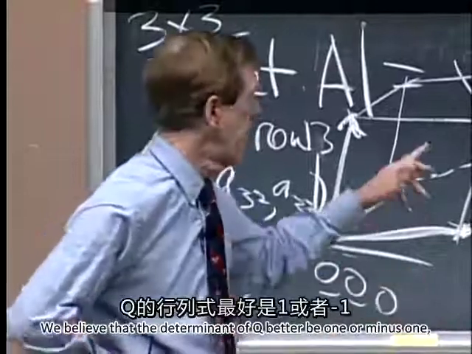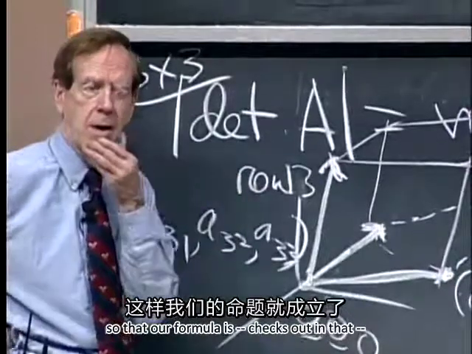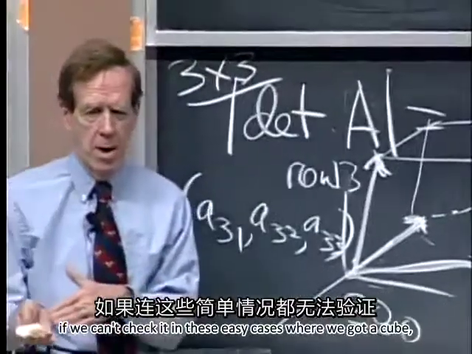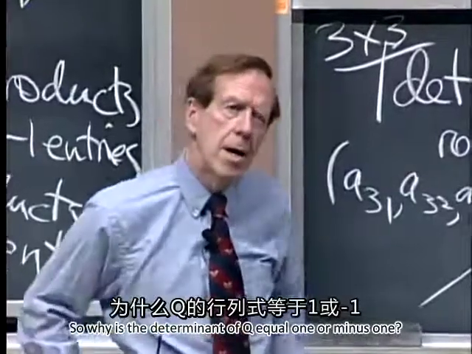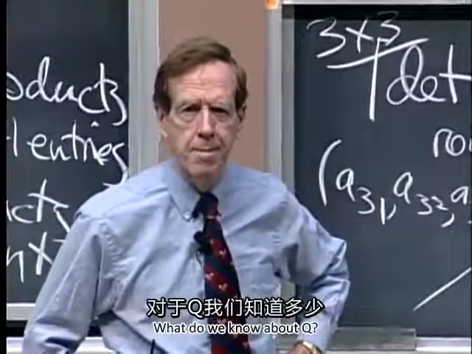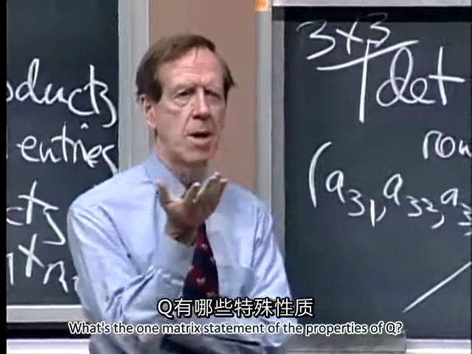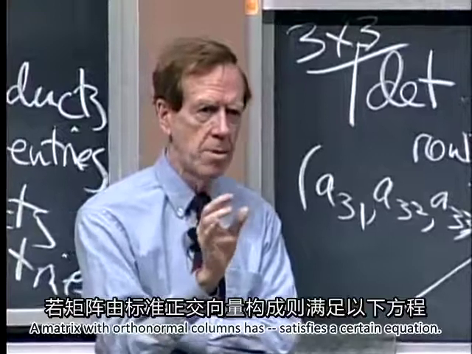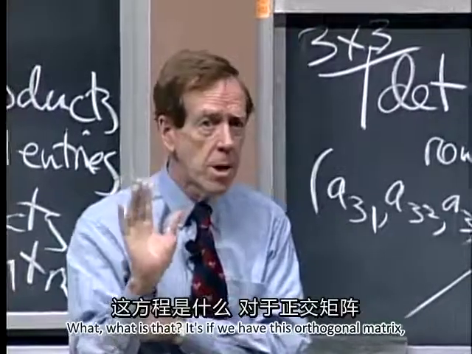We believe that the determinant of Q better be 1 or minus 1, so that our formula checks out. If we can't check it in these easy cases where we got a cube, we're not going to get it in the general case. So why is the determinant of Q equal 1 or minus 1? What do we know about Q? What's the one matrix statement of the properties of Q? A matrix with orthonormal columns satisfies a certain equation. What is that?